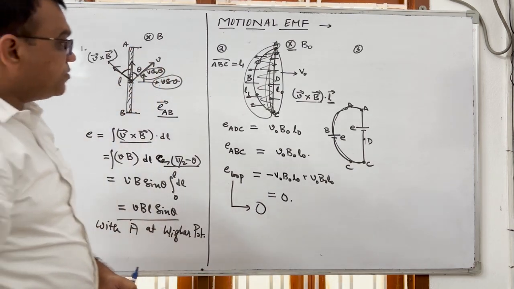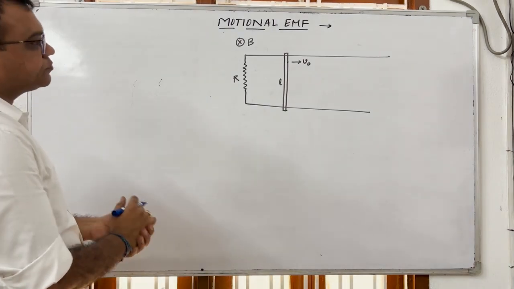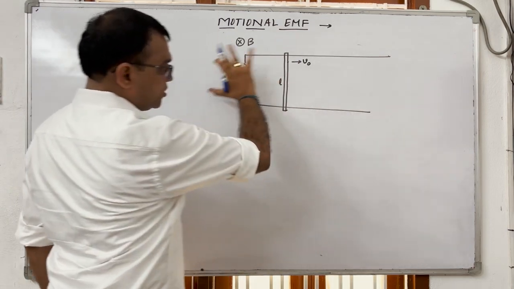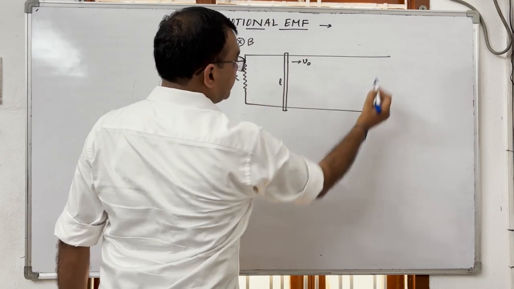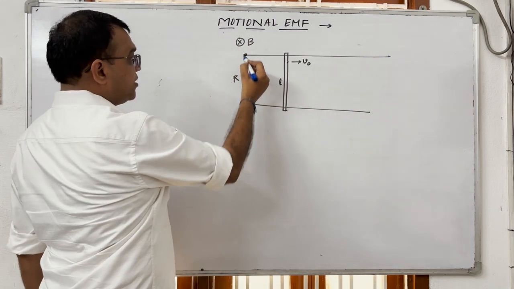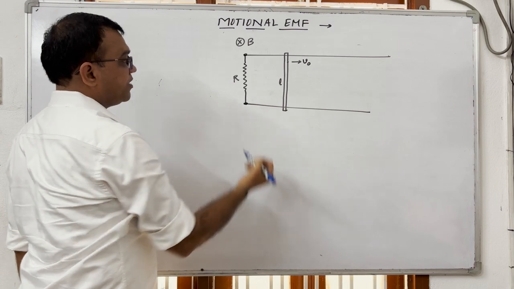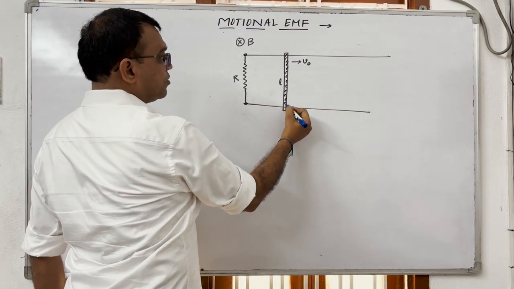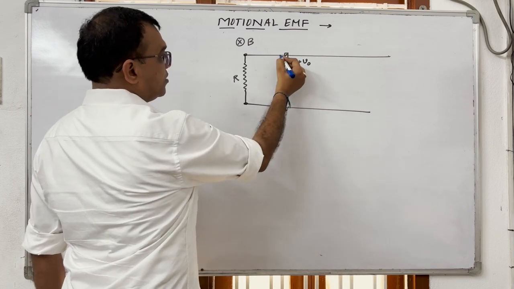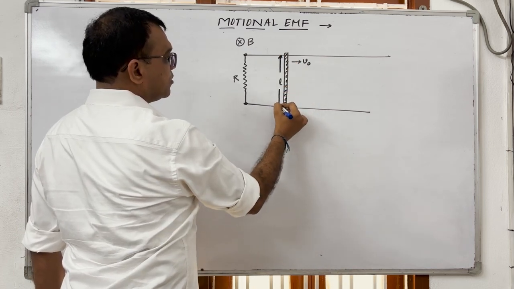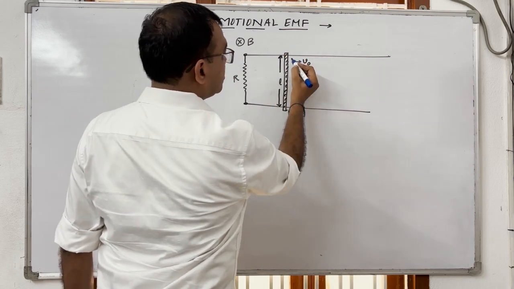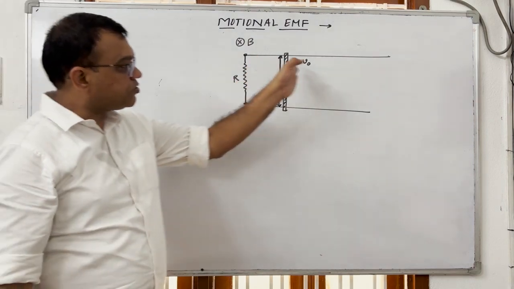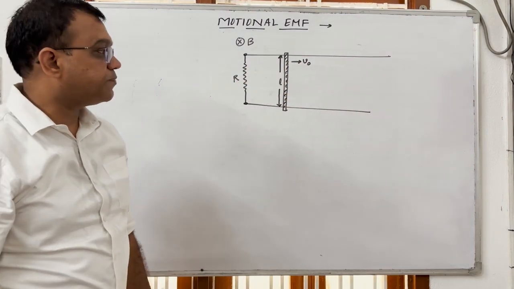Let's take the next question. Let's see this one. In this question it is mentioned that in the horizontal plane, two parallel conducting rails are there, the ends of which are connected to a resistor R. And one movable conductor is there of length L. This conductor is moving in this direction with constant velocity V0.